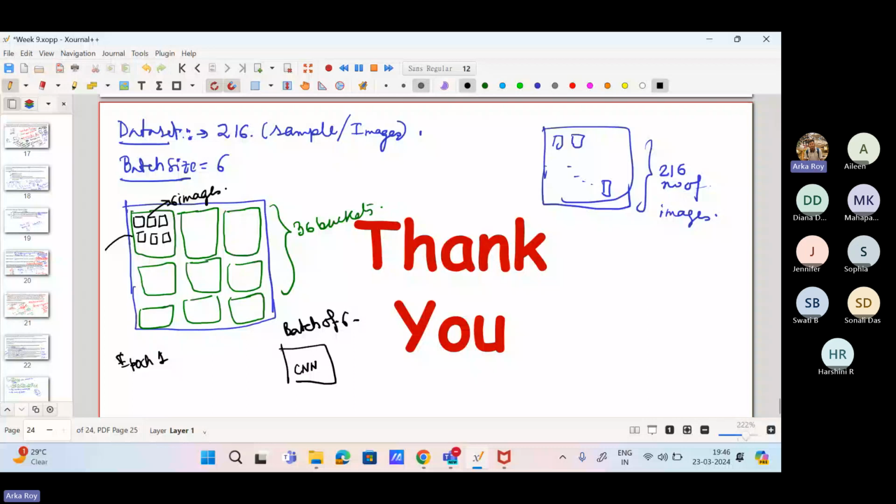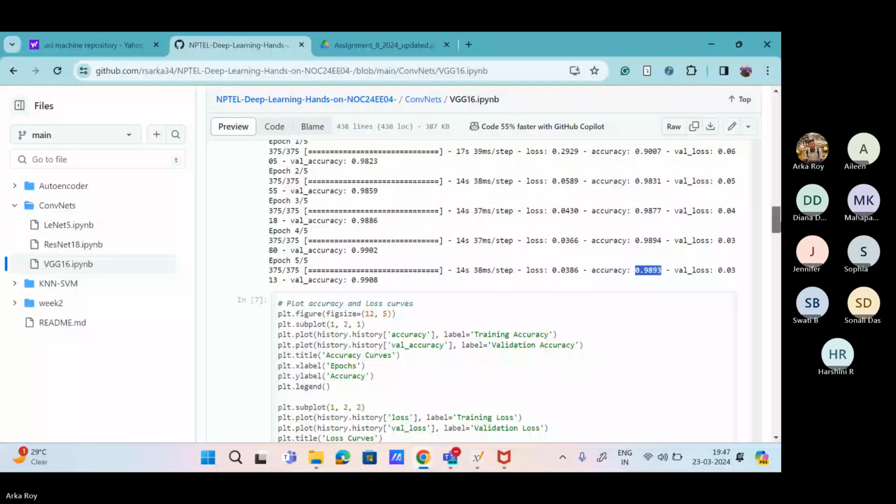So when epoch 1 is progressing, what you'll do first, you'll feed this first batch, right? You feed the first batch, calculate the loss L1, then for this particular batch, you update the weights.